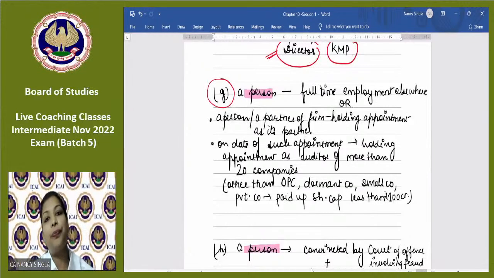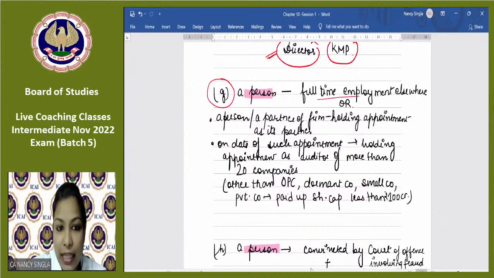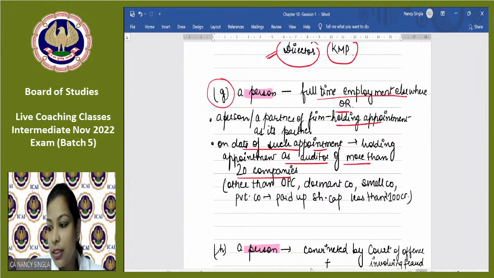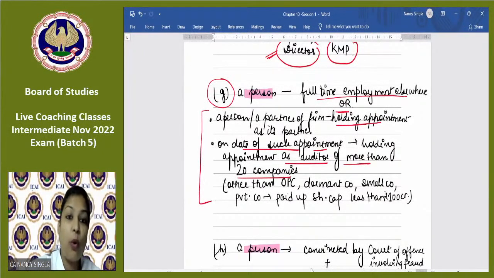It says a person is not eligible to be appointed as an auditor of the company if the person is in full-time employment elsewhere or is holding an appointment on the date of such appointment as auditor of more than 20 companies. Okay? So, I will explain this point, but first try to understand why this point.